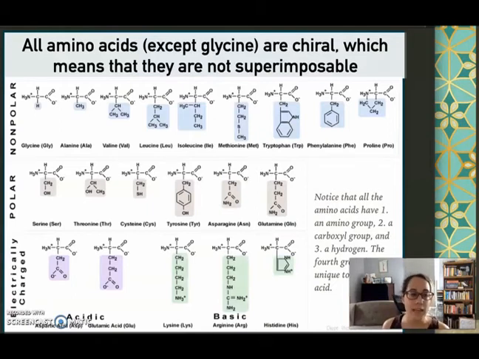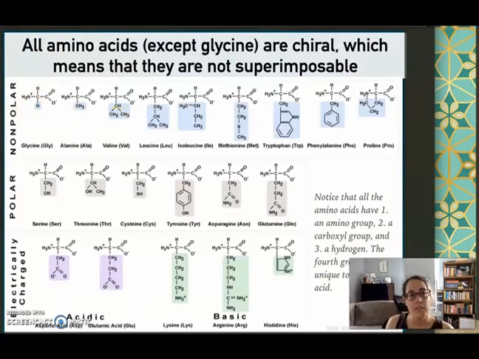So here we have all of our different amino acids. All of the amino acids, except for glycine, as we already said, are chiral, which means that they're not superimposable. And we see here glycine is the very first amino acid listed, but every single other amino acid has a larger R group or side chain or functional group than glycine.